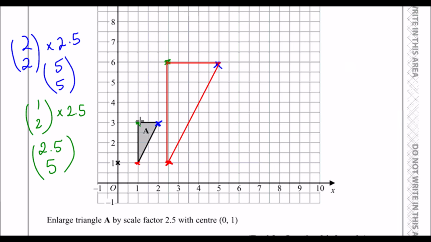And we can check the lengths. So it was 1 along, now it's 2.5 along. It was 2 down, so now it's 5 up. So we know we've got the right shape. And we can also check, if we wanted to, that all the points line up. So the green points line up when you draw a line from the center of enlargement. The blue points join up and the red points join up.